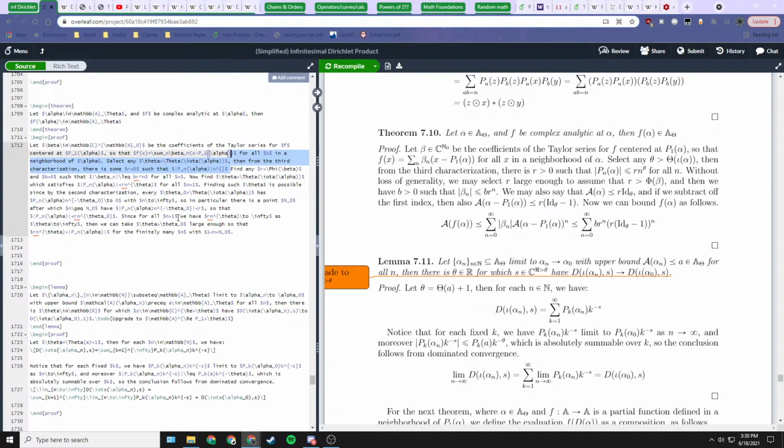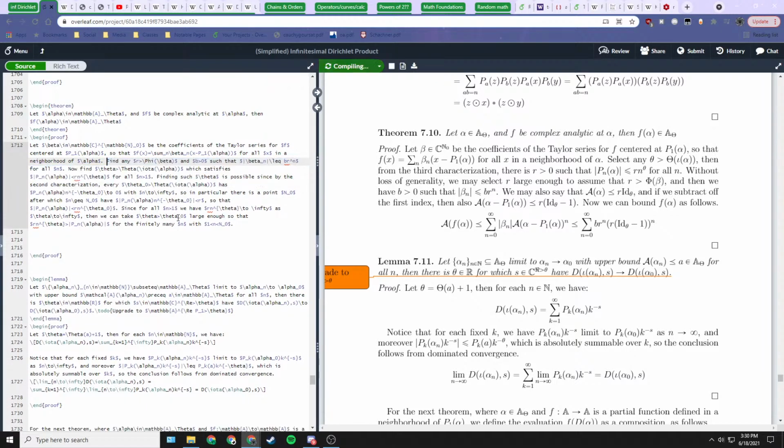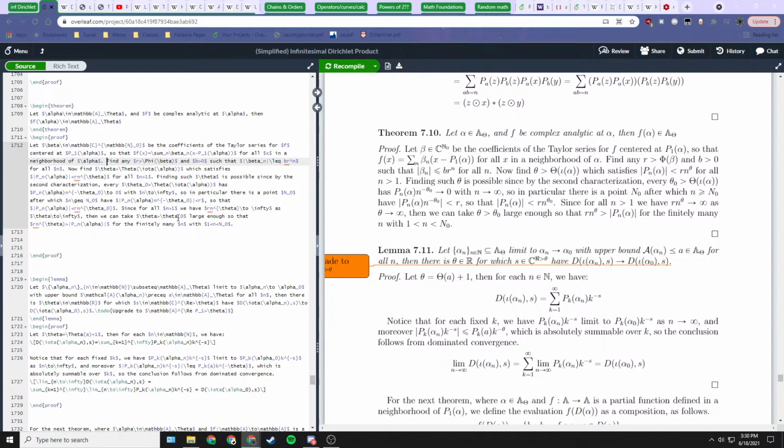Coefficient series, blah blah. Okay, so we are going to be doing it this way. So we're saying find r greater than beta first, because that's the one that can't be inverted. b greater than 0 such that beta n is bounded by that. Now find theta greater than theta alpha, which satisfies this.